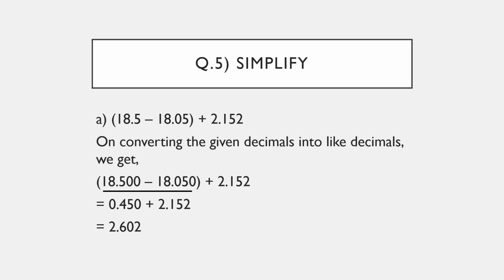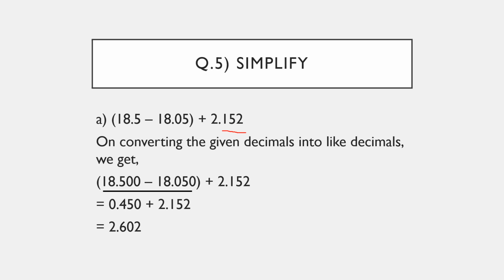So on converting the given decimals into like decimals, we get, see here, the maximum number of decimal places is 3, right? So we'll convert all these decimals into like decimals by inserting zeros to the extreme right. So our numbers will become 18.500 minus 18.050, okay, bracket complete, plus 2.152.